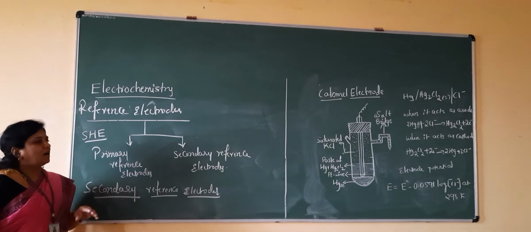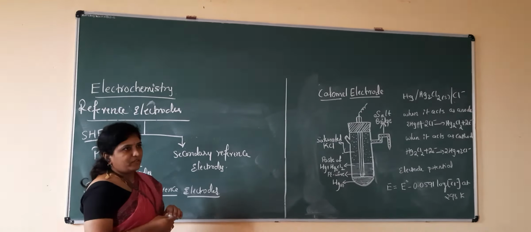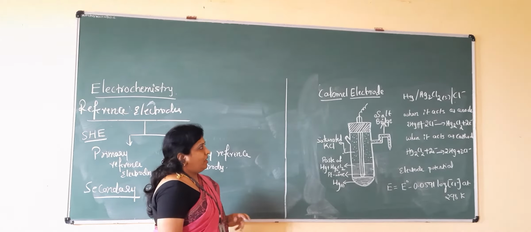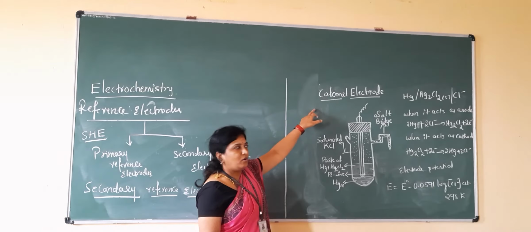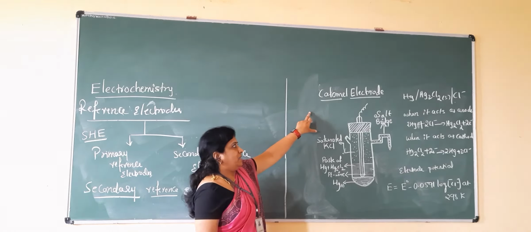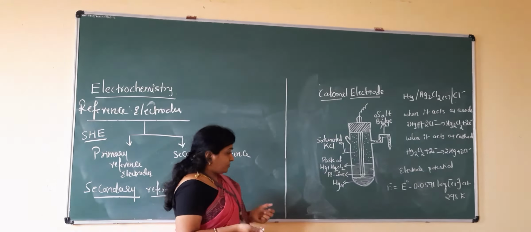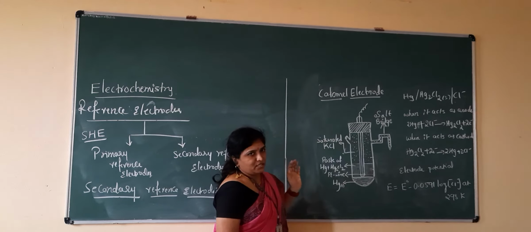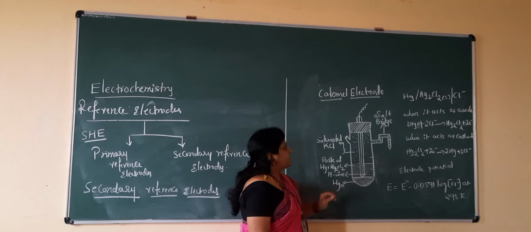Among secondary reference electrodes there are two types again: the calomel electrode is one, and we also have the silver chloride electrode. But according to our syllabus, we have to concentrate more on the calomel electrode. We have to study the construction, working, how it works, and the applications of the calomel electrode. Let us know about the construction first. This is the calomel electrode, as you can see in the diagram.